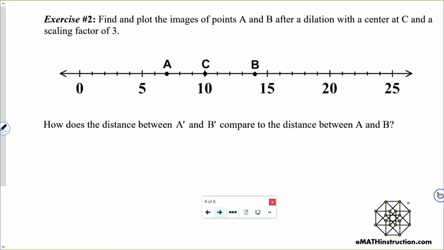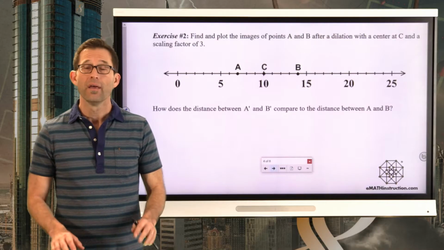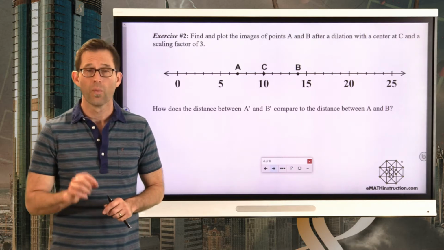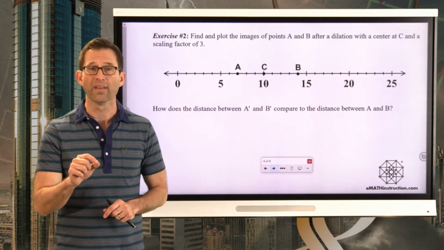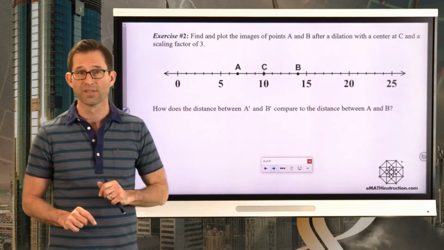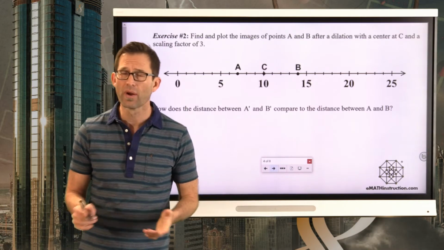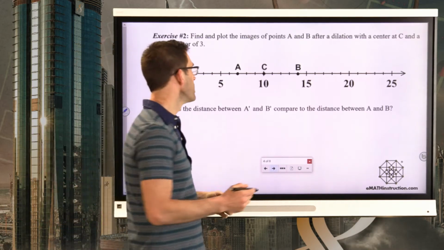Exercise number 2. Find and plot the images of points A and B after a dilation with a center at C now and a scale factor of 3. It's always a little bit harder when the center point isn't the origin, isn't 0, but it's still pretty easy. Now let's do letter A together.